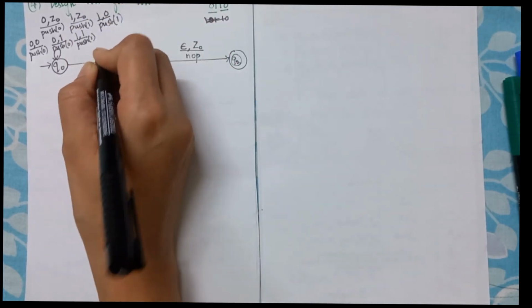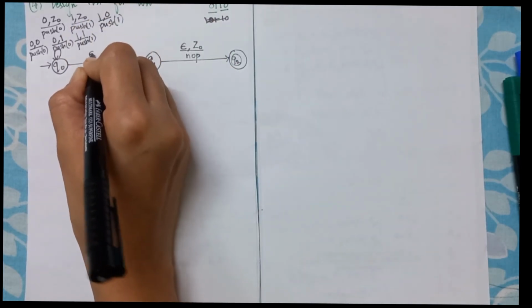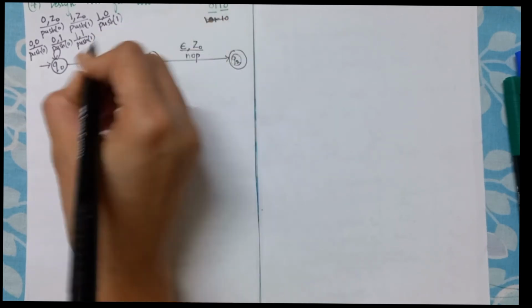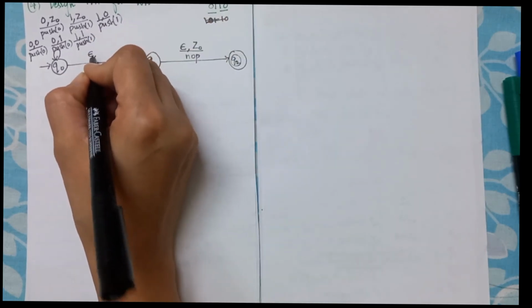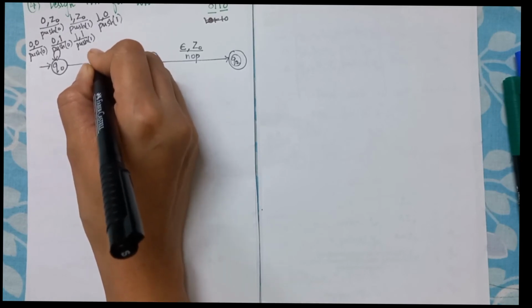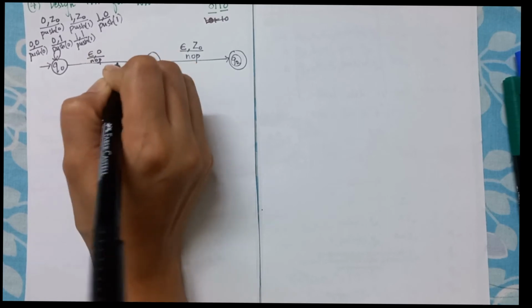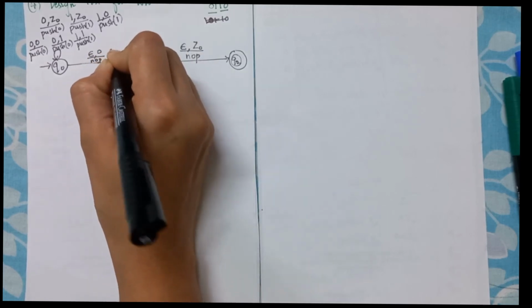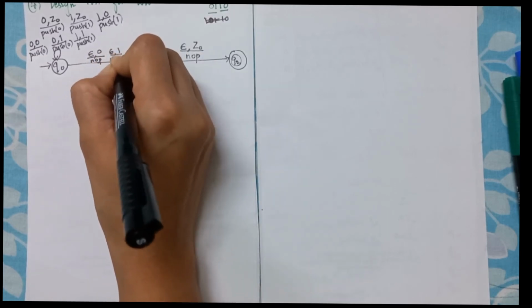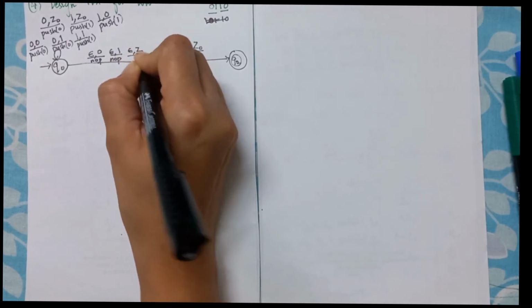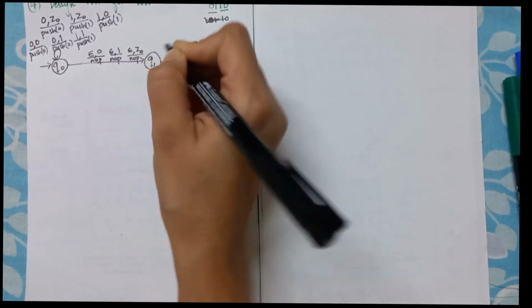Here with epsilon, that is, once I reach the first half is done, then I will include an epsilon. Epsilon with 0, no operation. It's only to move to the next state. Epsilon with 1, also no operation, only to move to the next state. Epsilon with Z0 also, there is no operation.